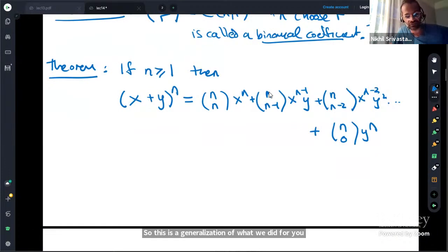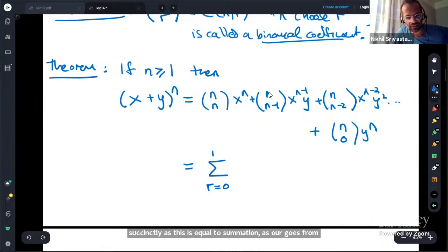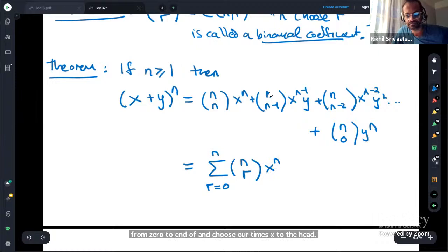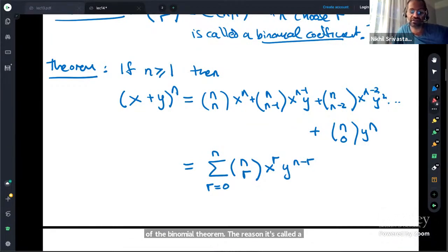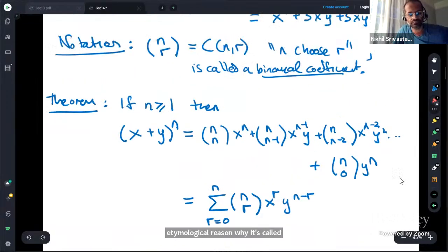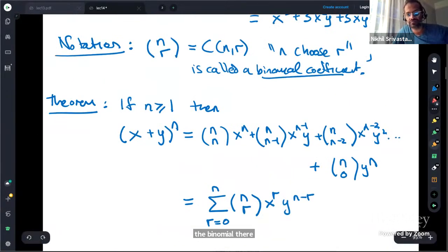And in summation notation, you can write this succinctly as the summation as r goes from 0 to n of n choose r times x to the r times y to the n minus r. So that's the statement of the binomial theorem. The reason it's called binomial is that there are two variables in the expression to the left. That's just sort of an etymological reason why it's called the binomial theorem. So any questions about the statement of the theorem before I proceed?